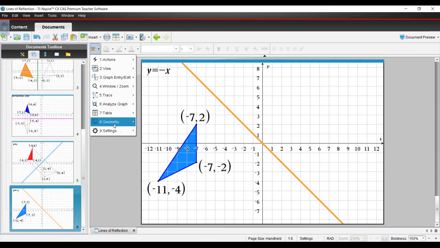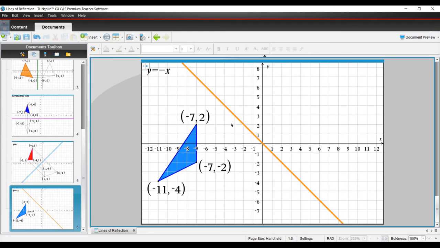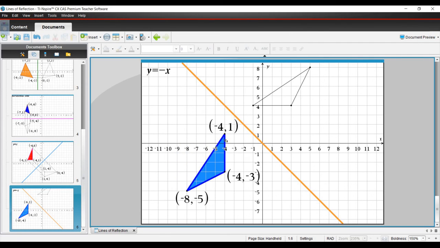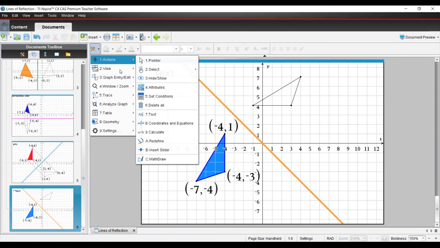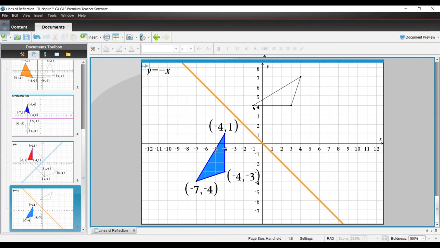All right, and for the very last time, we're going to go to transformation. We're going to go to reflection. We're going to reflect our preimage across our line, and there it is. I'm going to pull this in a little closer over here, maybe make it a little bit smaller so we can see a little better. Gosh, I love Inspire software. It's so easy to work with. Then I'm going to go here to coordinates and equations and put the points there.